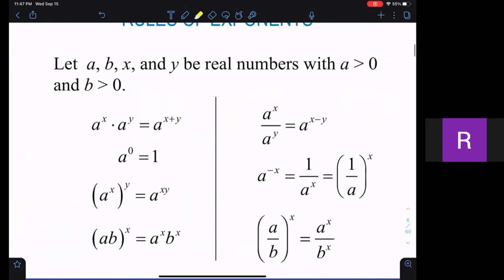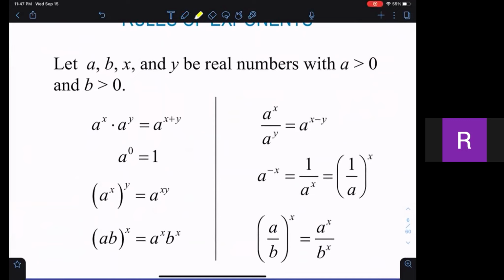So this is the product rule, right? a^x times a^y equals a^(x+y). e to the 0 is always 1. We talk about that many times. You have here the power rule. So (a^x)^y, right? It's going to be a^(xy).